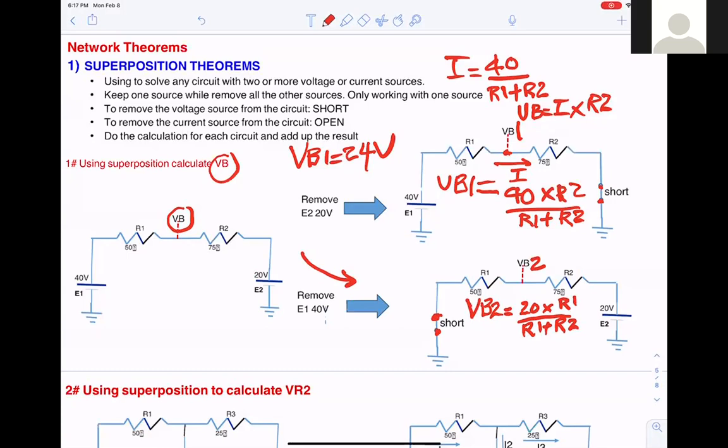Can't you also just take the voltage difference between the opposing sources and do it directly in one calculation?